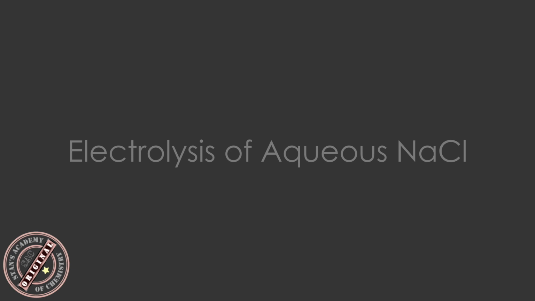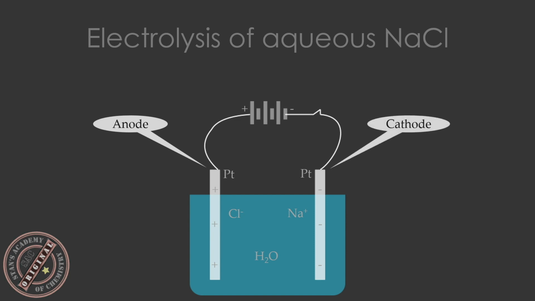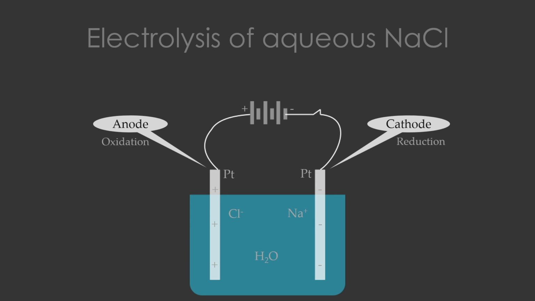So, electrolysis of an aqueous sodium chloride solution. Here is a graphical representation of an electrolytic cell. We have platinum electrodes in an electrolytic cell. We have sodium chloride dissolved in water. So inside this container, we have two different types of ions and water. Anode, which is the positive electrode. Cathode, which is the negative electrode. The reactions obviously is oxidation at the anode and reduction at the cathode.